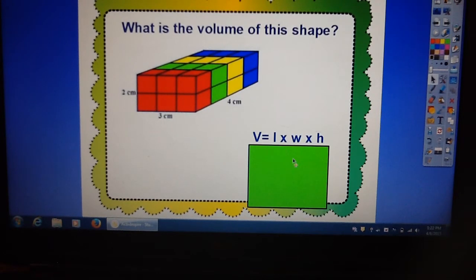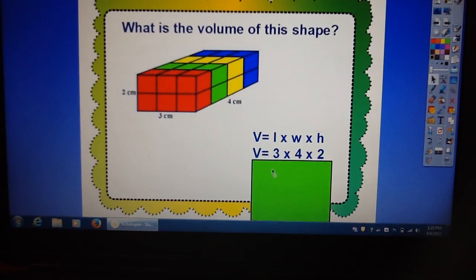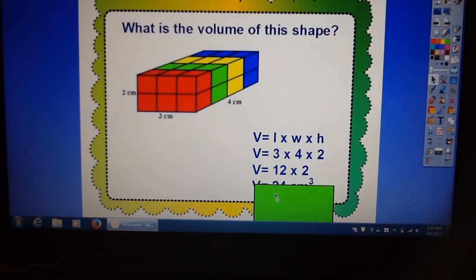Okay, so now that you're back, let's see if you have found the volume of this shape. So our length is 3, our width is 4, and our height is 2. So we have 3 times 4 times 2, which was 12 times 2, which is 24 centimeters cubed. How many of you got that? That centimeters cubed is very important. Okay, now this next one is a little bit different. I knew you could do it.